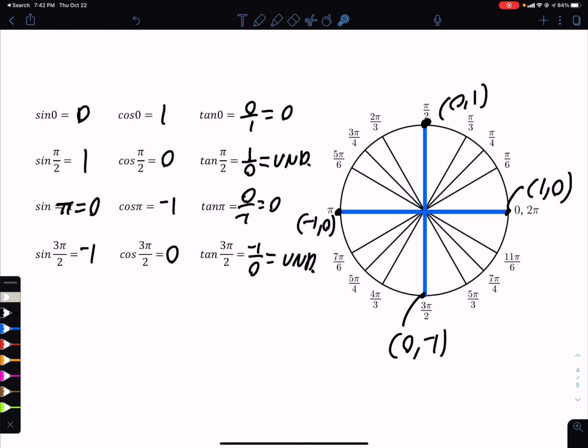That is unit circle in a nutshell. Hopefully this helps. Bye-bye.